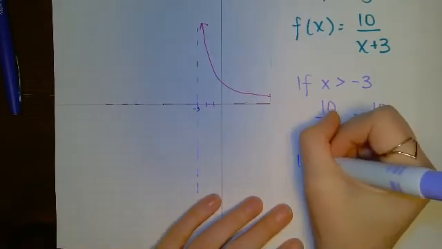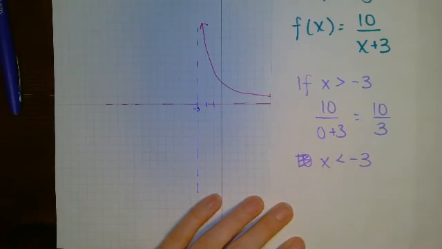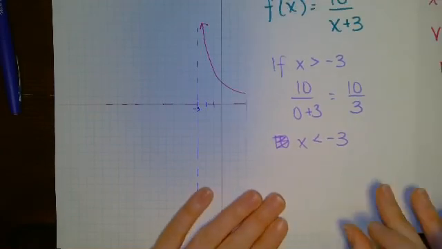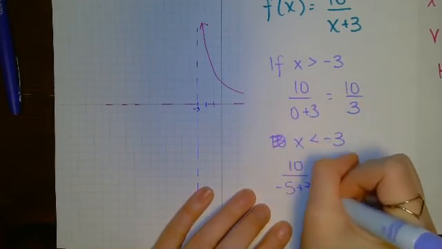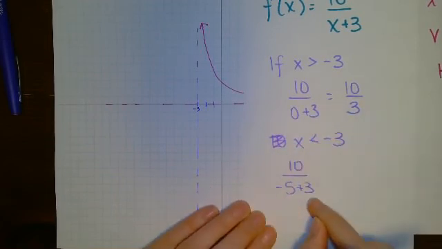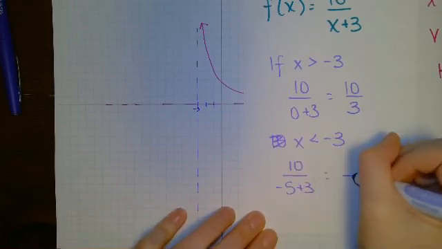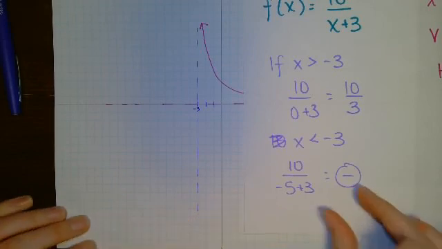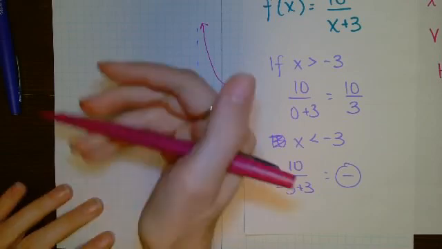If x were less than negative 3, and you can pick any number you like that's less than negative 3, let's pick negative 5. Then I would have 10 over negative 5 plus 3. This denominator is going to be a negative, and we know a positive divided by a negative is going to equal a negative. Again, I don't actually care about what value it is, just the fact that it's negative lets me know that the second part of the curve is going to be negative, or in this little section here.